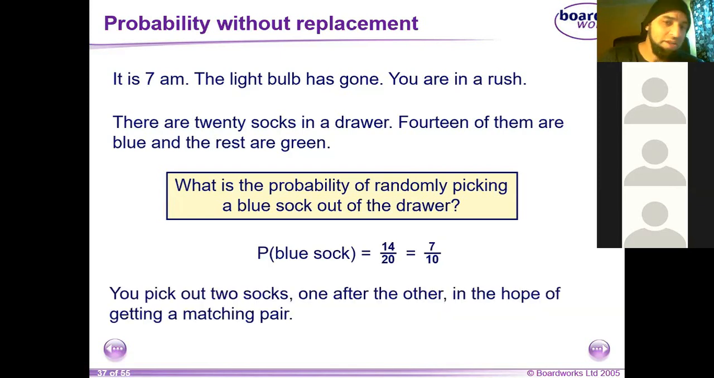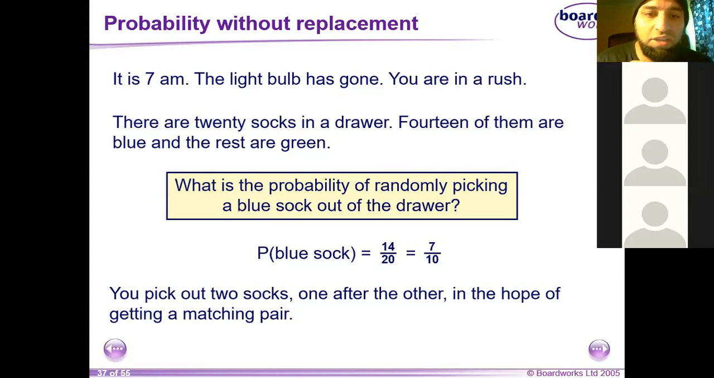Okay. So you pick out 2 socks, one after the other, in the hope of getting a matching pair. So what these 14 and blue are, they're single socks, as they've just told us. I thought they were a pair, but they're single socks. So you've got 14 single socks that are blue and 6 single socks that are green. When you go into your drawer, you're picking 2 out. So you might pick a blue one and a green one. You might pick a blue one and a blue one. You might pick a green one and a blue one. You might pick a green and a green.